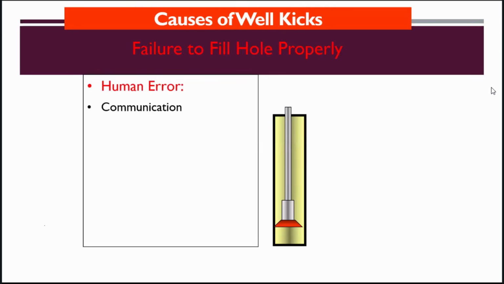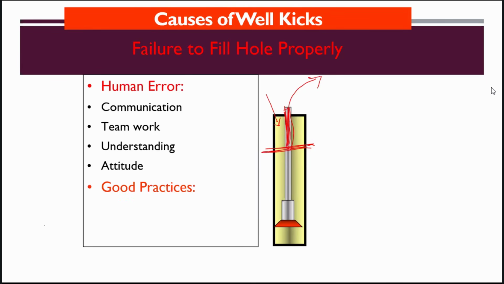There can be human error also, like failure to fill the hole properly. All the time your hole should be full, but suppose you are tripping out a pipe. When you trip out one stand of pipe, the volume of that pipe is gone. So instead of that, you should fill in mud. If you are unable to fill the correct level of mud in the well, then you will have reduced hydrostatic head. Then also you can get a kick. Human error can happen due to lack of communication, lack of teamwork, lack of understanding the job, their attitude.